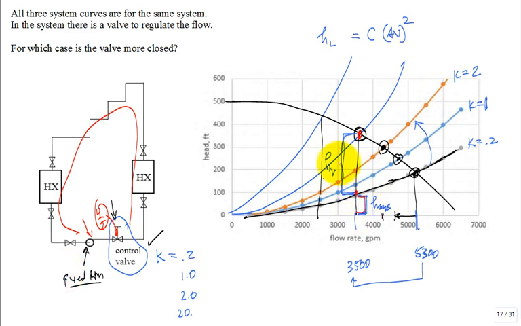But maybe I'm just using this as an example. You can see visually it looks like about 4/5. Maybe it's 3/4. Okay, but it's a large percent of that energy that is lost just across that control valve.